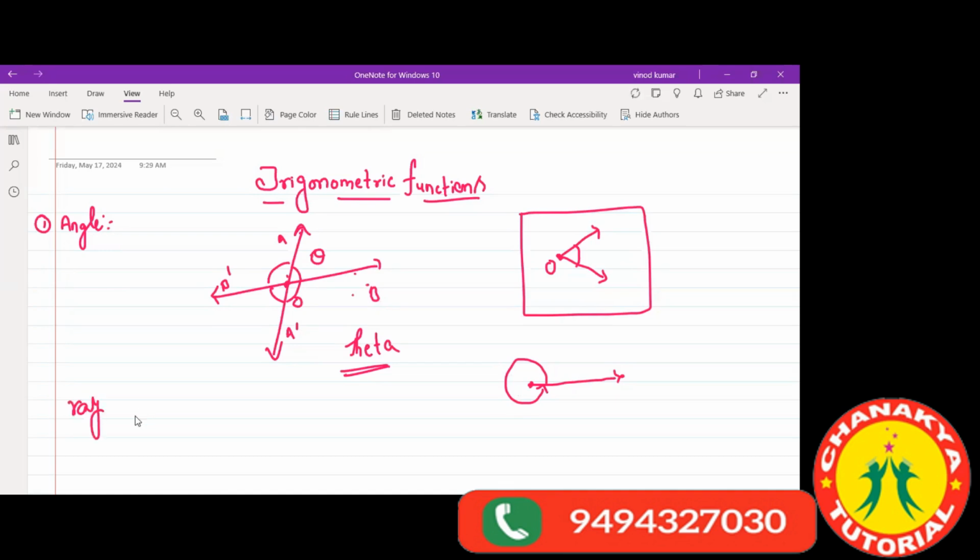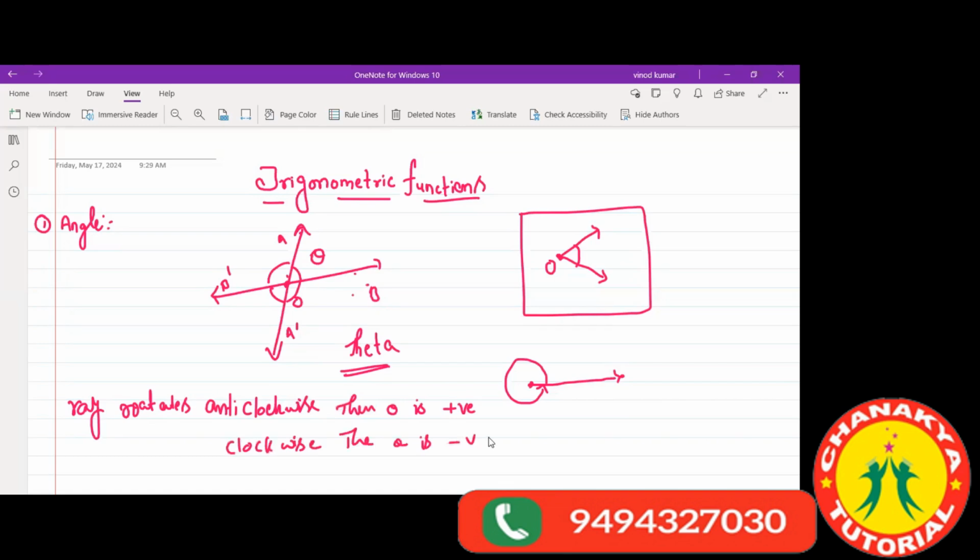If the ray rotates anti-clockwise, then theta is positive. If it is clockwise, it is negative. When it is anti-clockwise, theta is positive. When it is clockwise, then theta is negative.